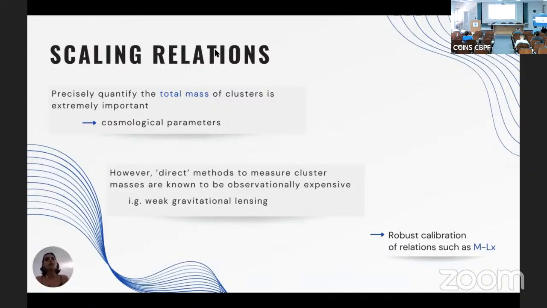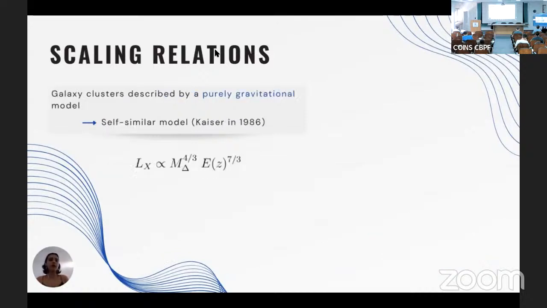And that's why it's so important to calibrate scaling relations, because then we can relate the entire mass of the cluster with a more accessible observable, for example, the X-ray luminosity. And what's the form of these scaling relations, right? We usually use purely gravitational models. Here I put the self-similar model, which predicts a power law relation between the X-ray luminosity and the total mass, with an exponent here equal to 4/3, which is roughly 1.3.